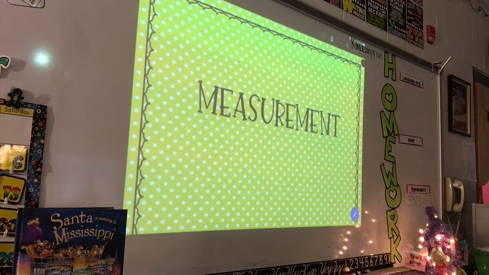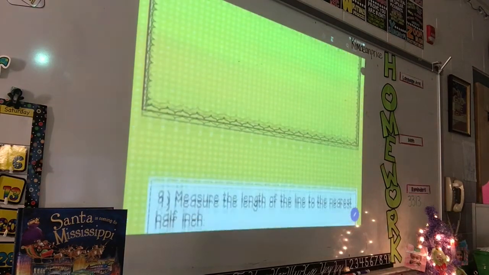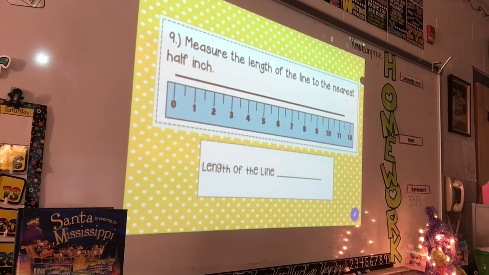All right, so measuring. We're going to work on measuring lines, and we're going to plot them as we go on this sheet, okay? So it says measure the length of the line to the nearest ½ inch.